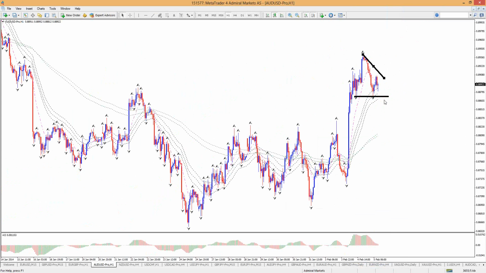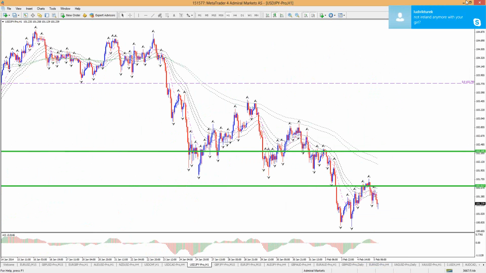Alrighty, folks. Do you have any preference for a particular currency pair? Don't see any preferences. Well, maybe in the meantime I can continue with the dollar yen.